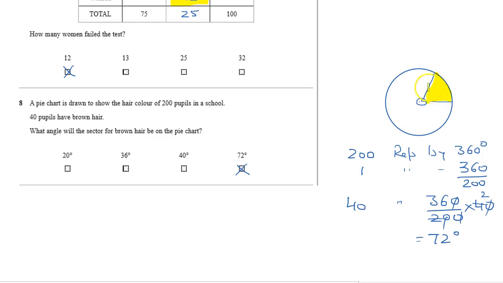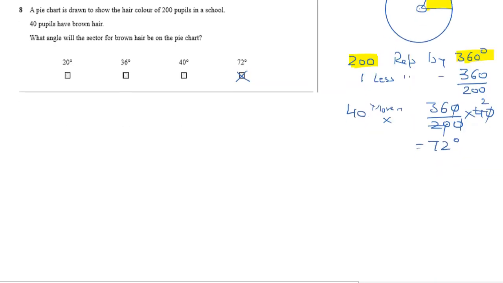The only thing you have to remember is that all 200 are represented by 360 degrees only. So suppose there is 1 student, the 1 will be represented by less. Now 40 is more, so it is represented by more. So always remember, if 200 are representing 360, 1 will represent less. So you divide it. Then 40: 1 is less than 200, so divide. 40 is more than 1, so you multiply. That's the way you can do this question.